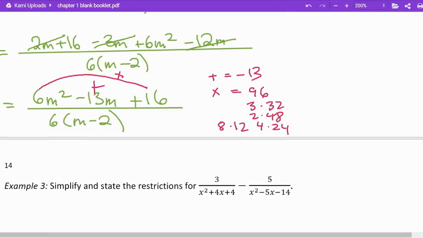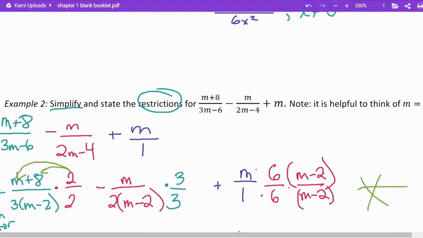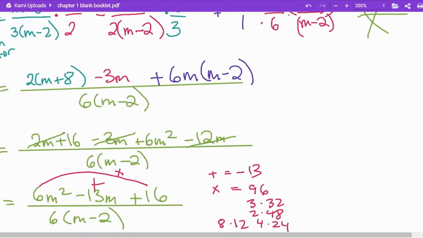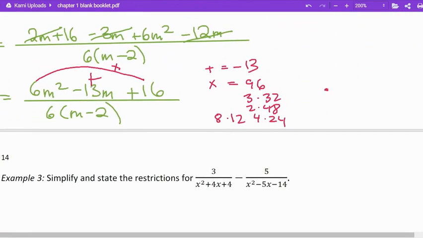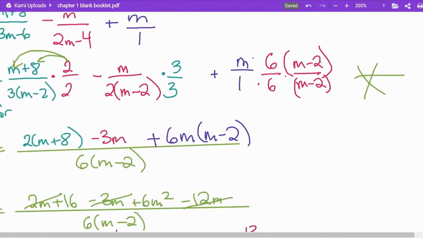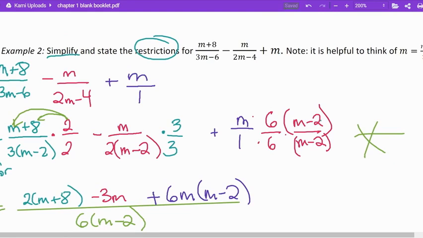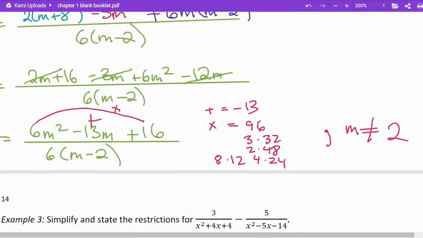Are we done? I don't know. I'm going to look back at my active reading. Oh, Miss Sly, thank goodness you did active reading because you circled the word restrictions, and I almost forgot. All right. What's my only restriction? 2. That's correct. m cannot equal 2. At the beginning, in the original statement, it says m plus 8 over 3m minus 6. Wouldn't you have to do that? It's the same. All right, folks.